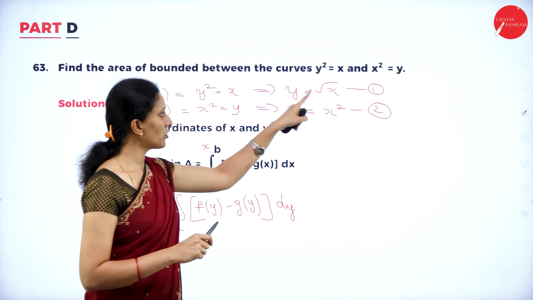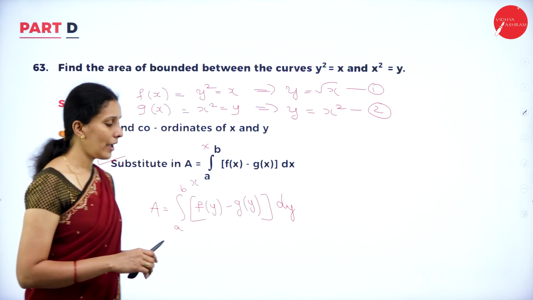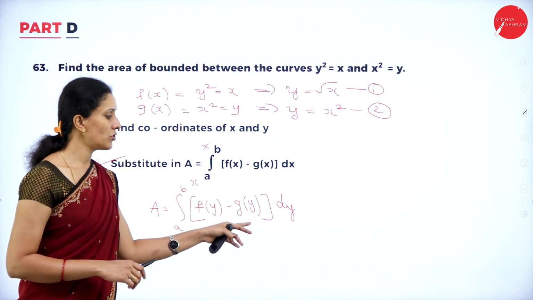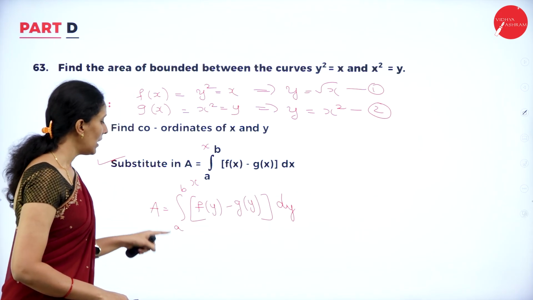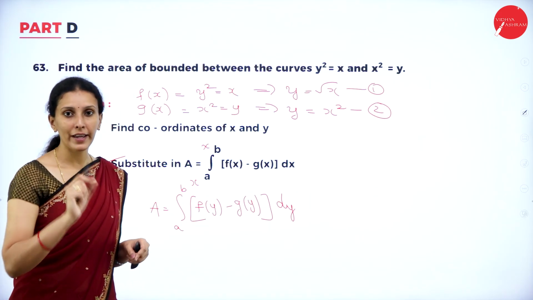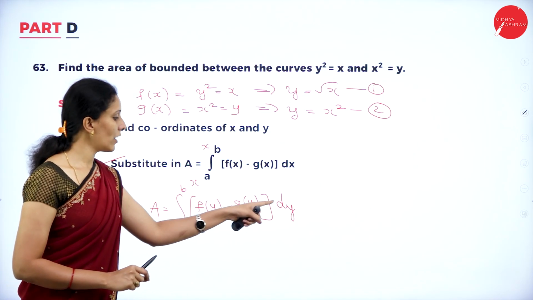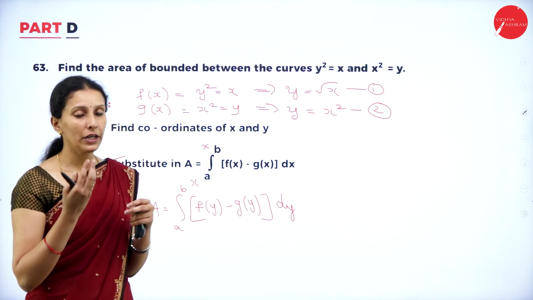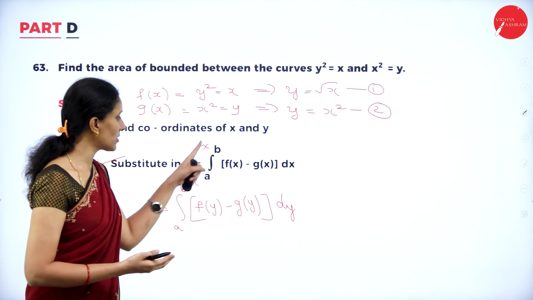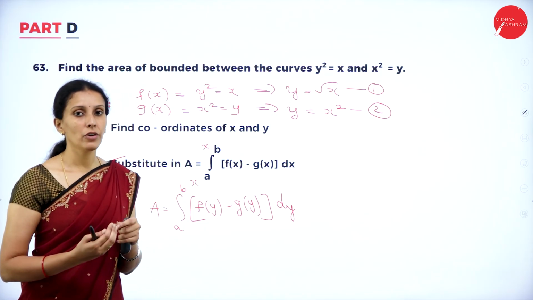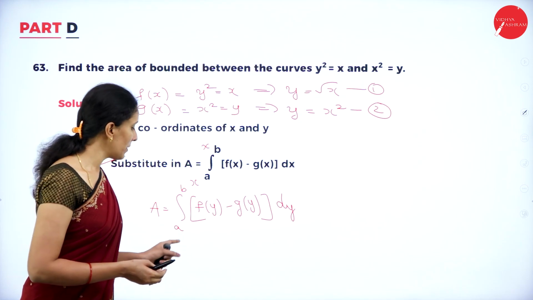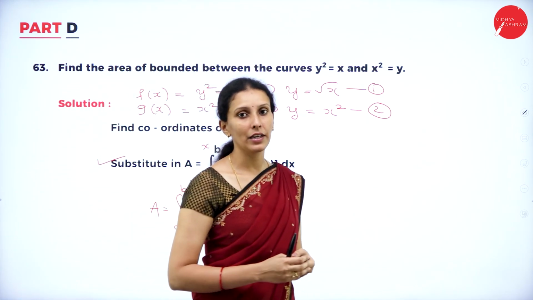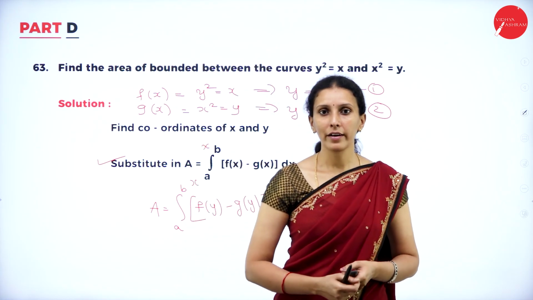Suppose you take the function in the form of y, then you have to take area as integral from a to b of f of y minus g of y dy, and the limits have to be taken with y coordinates only, because here we are integrating with respect to dy. Whenever you are integrating with respect to dx, the limits must be x coordinates. Whenever you are integrating with dy, the limits must be y coordinates. After integrating, you can find the area of the required curves.